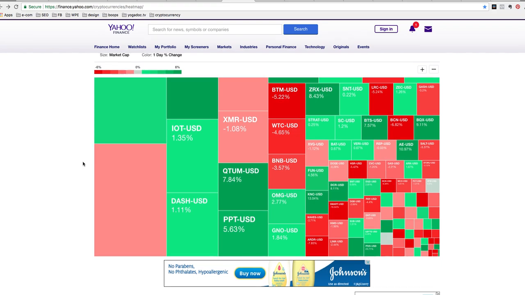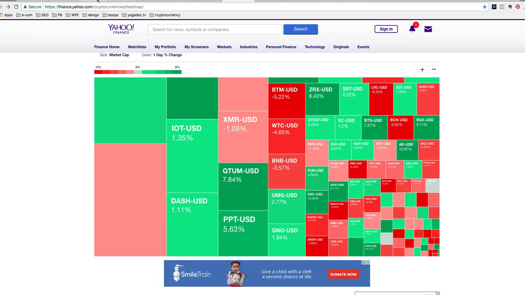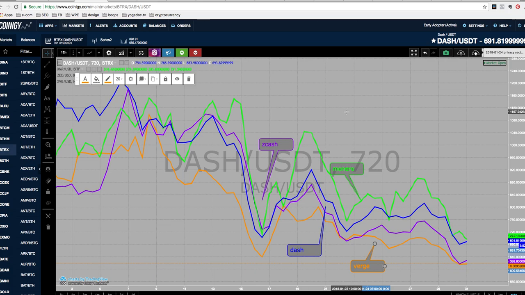So this Yahoo Finance cryptocurrency heat map is a very, very useful tool for both evaluating the cryptocurrency markets overall and also constructing these types of sector charts, where you can see how the entire sector performs in relation to the rest of the cryptocurrency market and also how the coins perform in relation to each other.